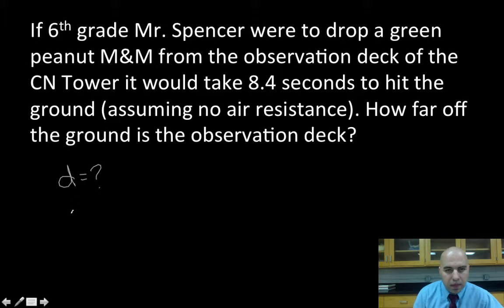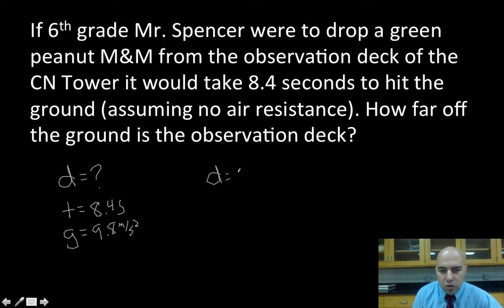That's our question mark. Same thing, we know that time is equal to 8.4 seconds. And we also know that the acceleration, in this case acceleration due to gravity, is 9.8 meters per second squared. So if I'm going to try to find distance in this case, I'm going to use the equation distance equals 1/2 acceleration. Remember, acceleration is due to gravity, so we're going to do that. Gravity times time squared. So if I solve this, I've got 1/2 times 9.8 meters per second squared.